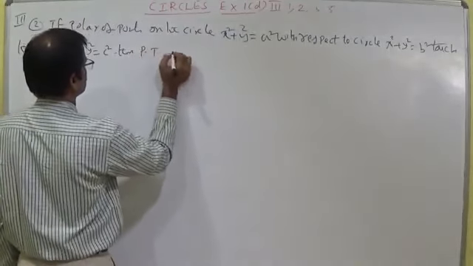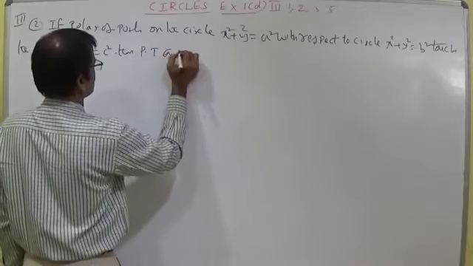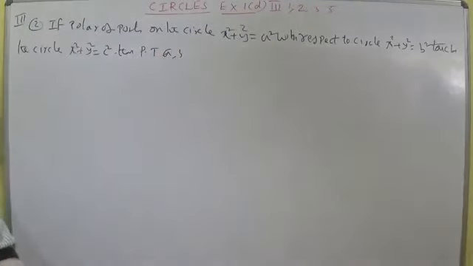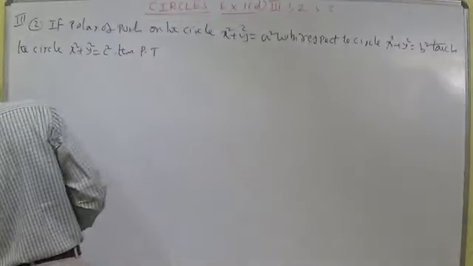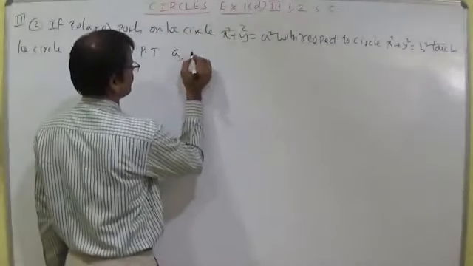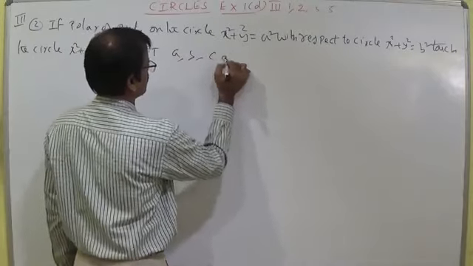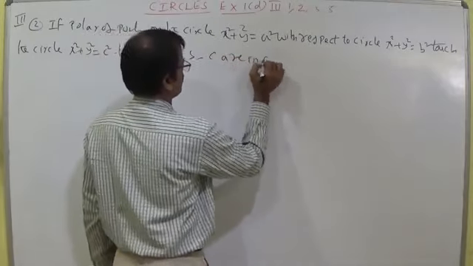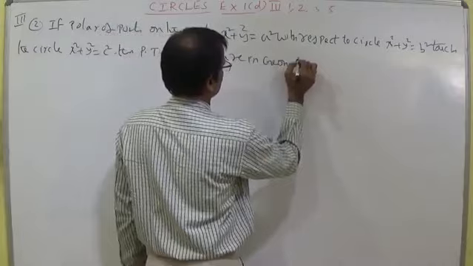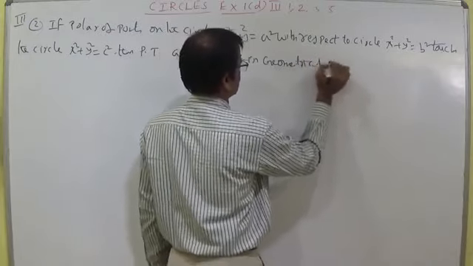Then prove that A, B, C are in geometrical progression, GP. A, B, C are in GP. A, B, C are in geometrical progression.